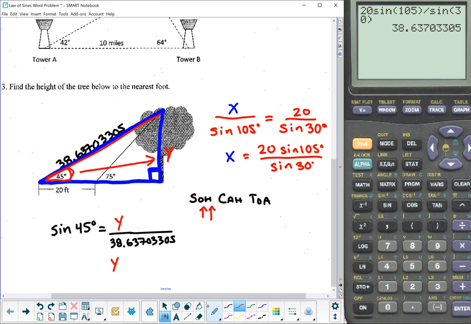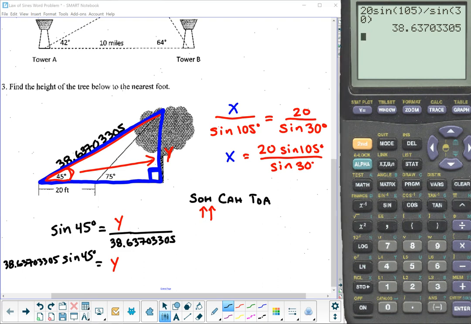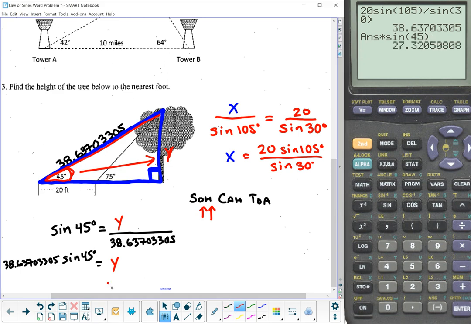So I'm going to get Y equals 38.63703305. And I'm using all these numbers because I'm not quite done with my answer, so I'm not going to round it up. I'm just going to use the whole entirety of it. That times sine of 45 degrees. And I have that number right here on my calculator. So I just have to take that and multiply it by sine of 45. And that will give me 27.3. So Y is equal to 27.3205, blah, blah, blah, right?